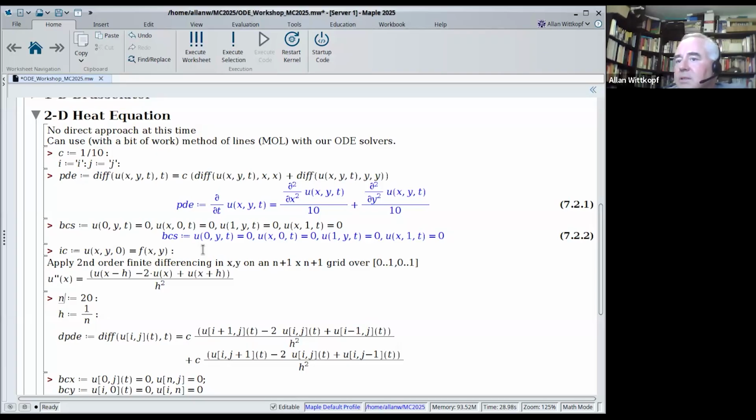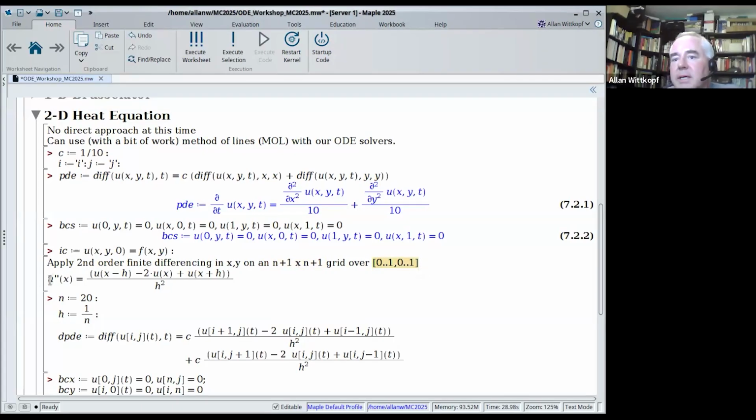What are we going to do? We're essentially going to do the method of lines. The first thing we actually need to do is convert our spatial coordinates into a discrete grid. Okay, and we're going to do that using finite differencing. We're going to do a finite difference grid n+1 by n+1 over 0 to 1, 0 to 1.